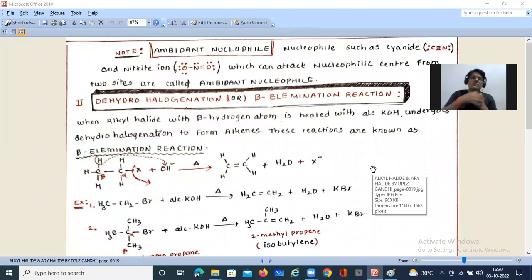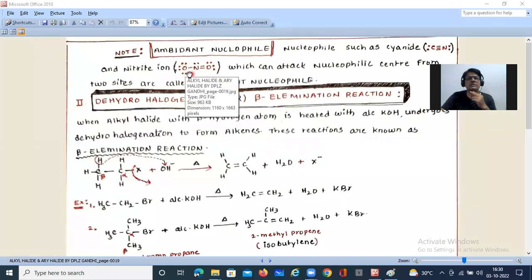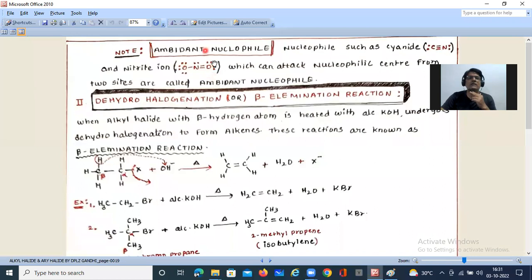Before starting the beta elimination reaction, let us know one small note: ambident nucleophile. Nucleophiles such as cyanides or nitrite ions. Nitrite ion we can simply say as NO2. So NO2 we can also write as ONO. Otherwise, just a moment, I will show you. See here, we can write like this, N double bond O minus.